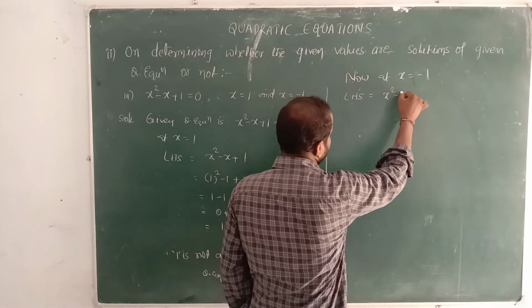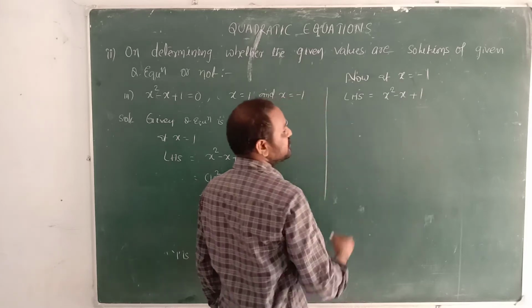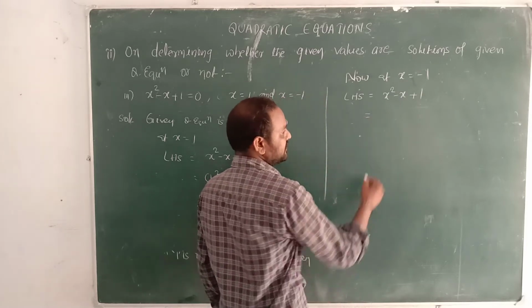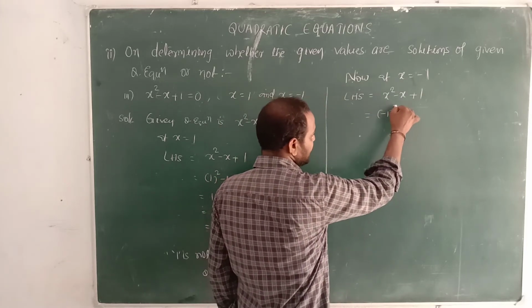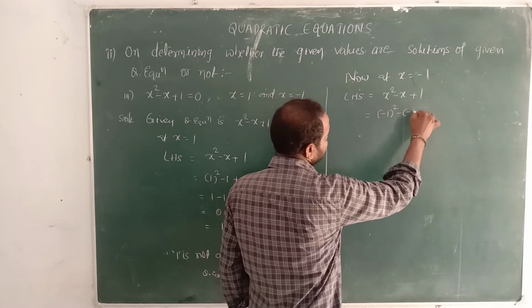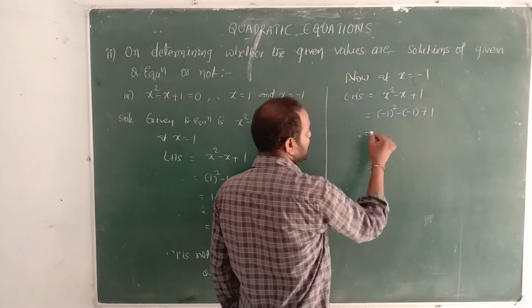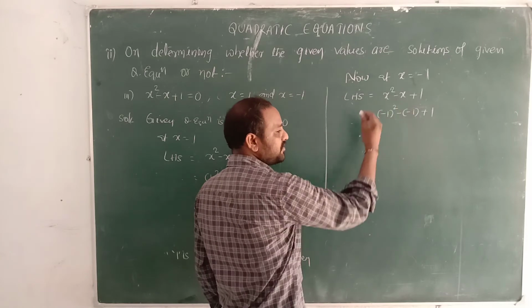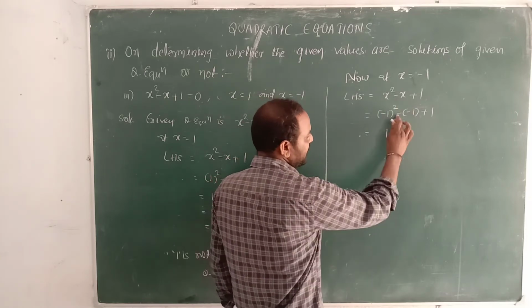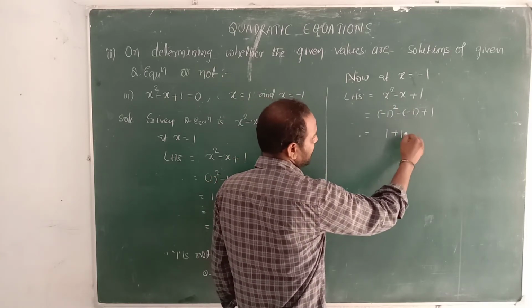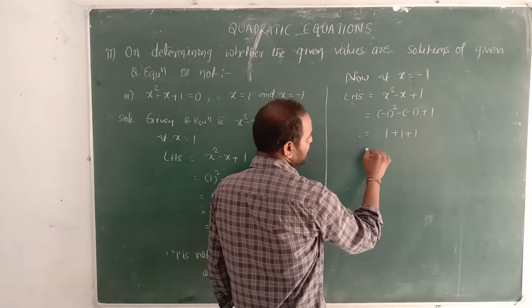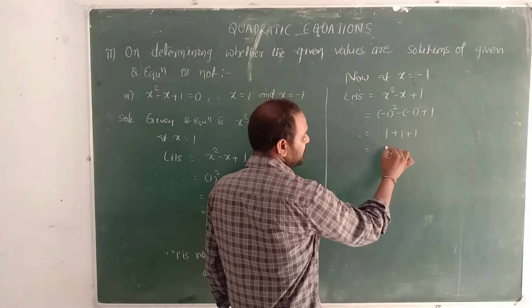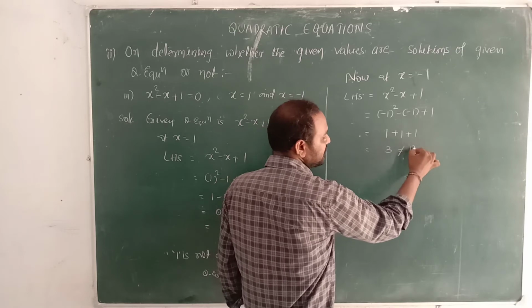x square minus x plus 1. Substitute instead of x as minus 1. So minus 1 whole square minus of minus 1 plus 1. So minus 1 whole square means how much we will get? Plus 1. Minus of minus 1 is plus 1, plus 1. Totally 1 plus 1 plus 1, we will get 3, which is not equal to RHS.